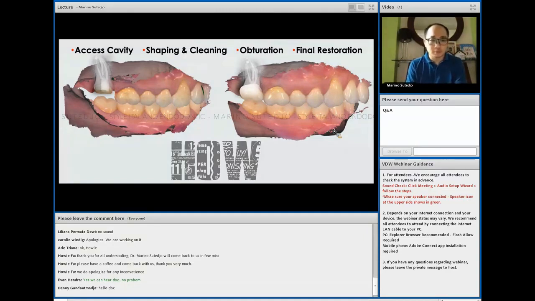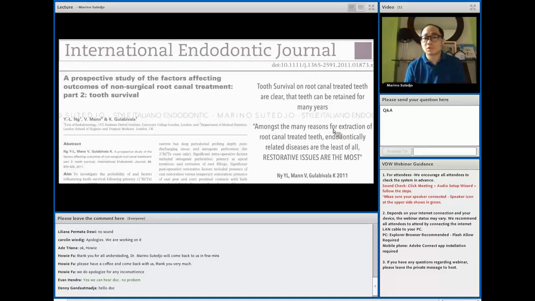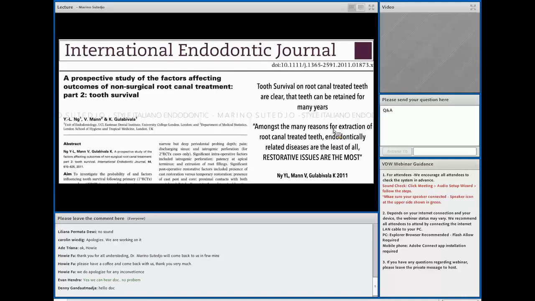Then how do we proceed with our endodontic treatment, or how can we do our endodontic treatment nicely? First, of course, we need to have a good access cavity, and then we continue with our shaping and cleaning, and we need to seal our root canal with obturation. And last but not least, how we do our final restoration. I want to emphasize the final restoration, why it is important, because many of us think that the final obturation will be the end of endodontic treatment, but it is not right, because when we do the obturation, it means the treatment itself is not yet finished. Because if you don't do a good restoration, then I think it will be useless.